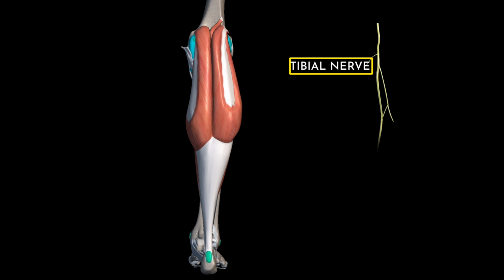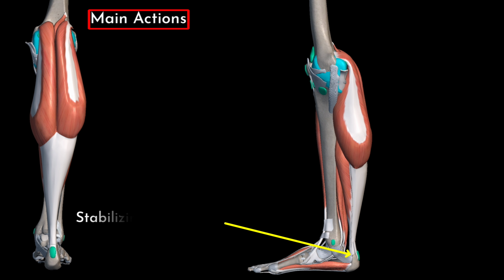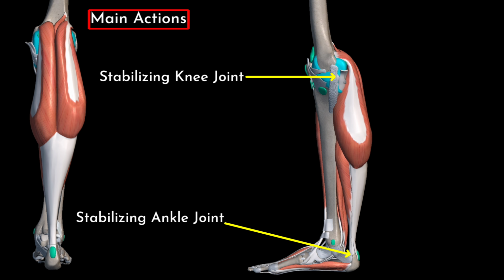These muscles are innervated by the tibial nerve, and their main actions are plantarflexion of the ankle joint and stabilizing the ankle joint, and also stabilizing the knee joint to some extent.